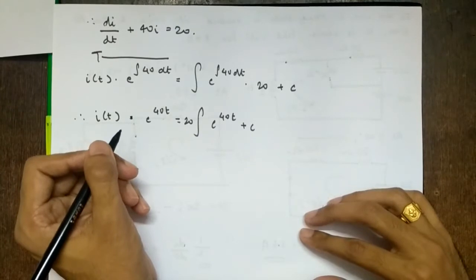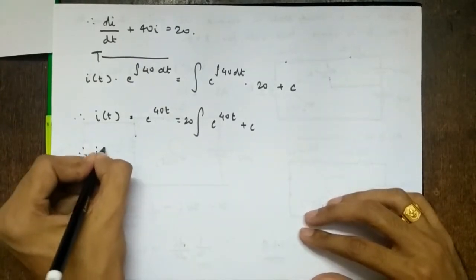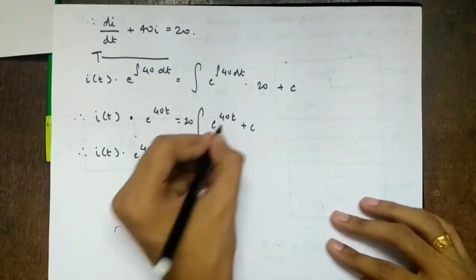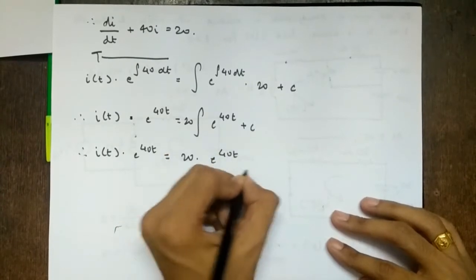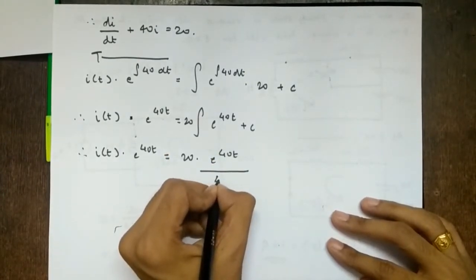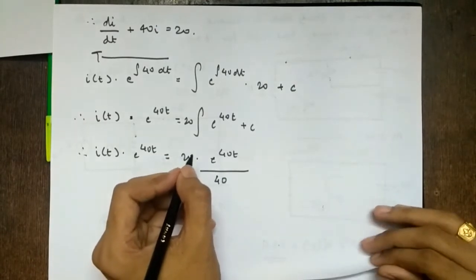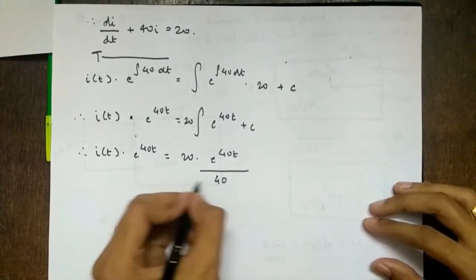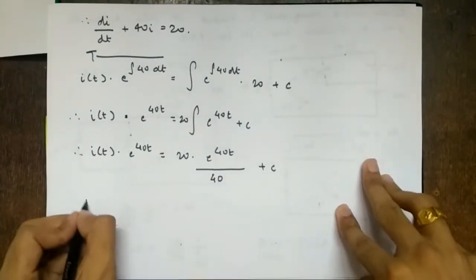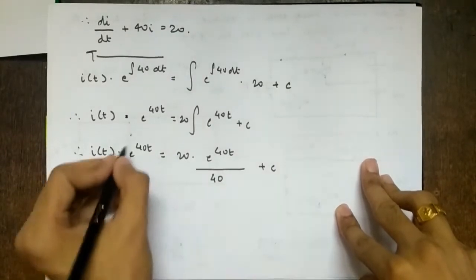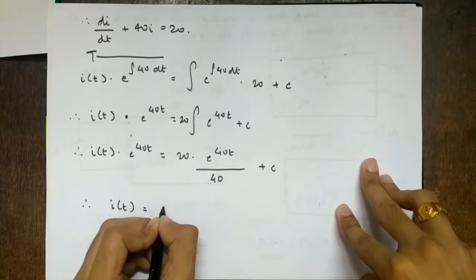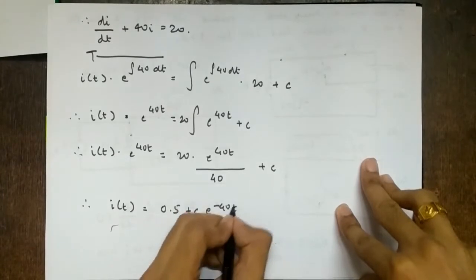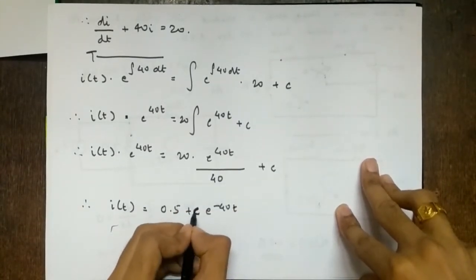So I of t into e raised to 40t equals, what is the integral of e raised to x? e raised to x only. So e raised to 40t upon 40, then plus c. Therefore I want I of t, so I'll multiply by e raised to minus 40t. So this becomes 0.5 plus c e raised to minus 40t. So I've got the I of t equation, but I don't know this c.